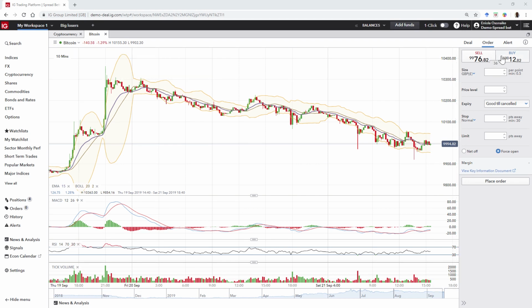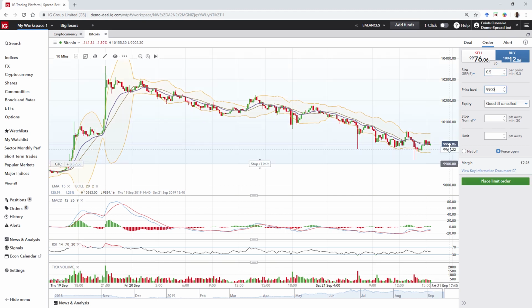For this example, if I want to go long Bitcoin, I'll click buy, set my price, set my position size. In this case, I'll do 50p per point. So every 1 point Bitcoin moves, I make 50p, and I'll set the price level, which lets you know at what price level you want the limit order to be executed. I'm going to put 9900. That means it needs to drop 94 points from its current price to execute my limit order.